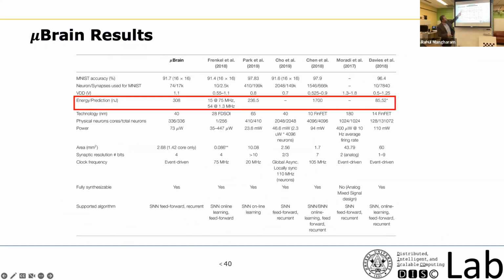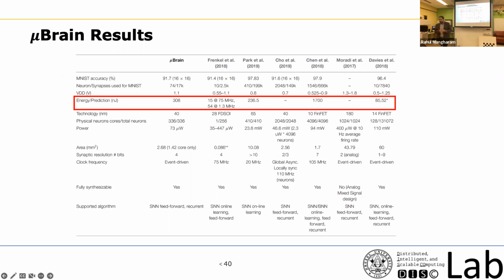So this is our MicroBrain design, with energy consumption in nanojoules compared to all the other designs that I proposed. The last column is Loihi, which is Intel's. You can see 8552 nanojoules is consumed for MNIST, whereas MicroBrain consumes only 308, and MicroBrain is a digital design. All the other designs are analog. With analog, of course, you will get lower energy, but even with digital we were able to achieve very low energy consumption. With MNIST, our accuracy is 91.7%.